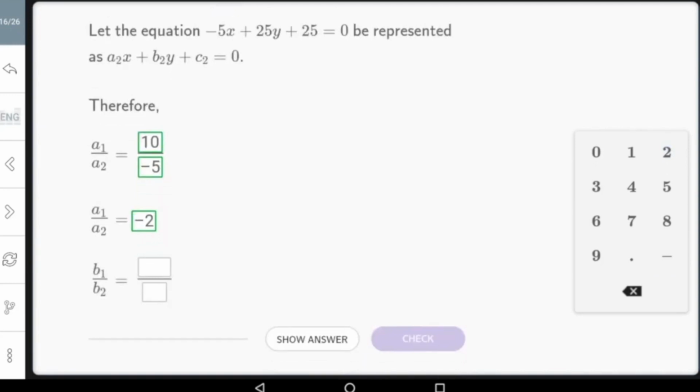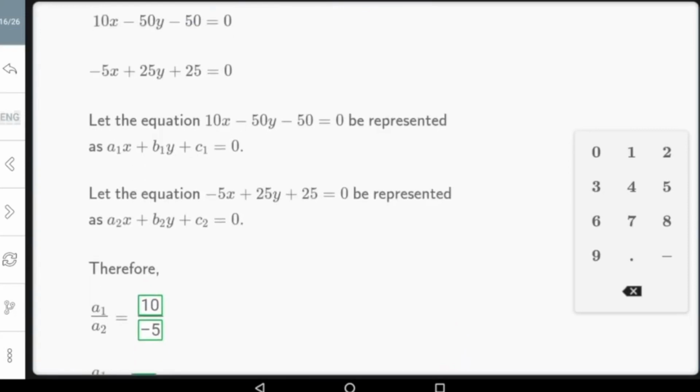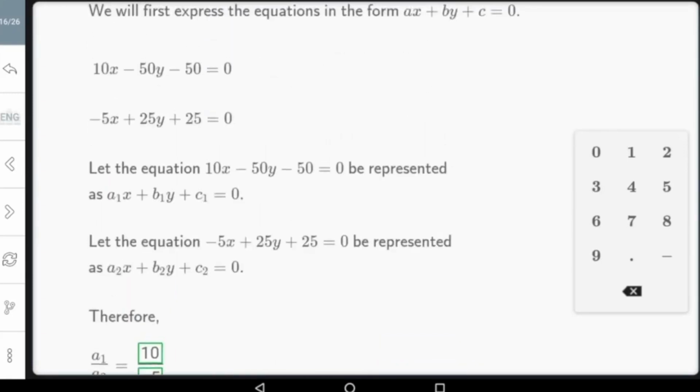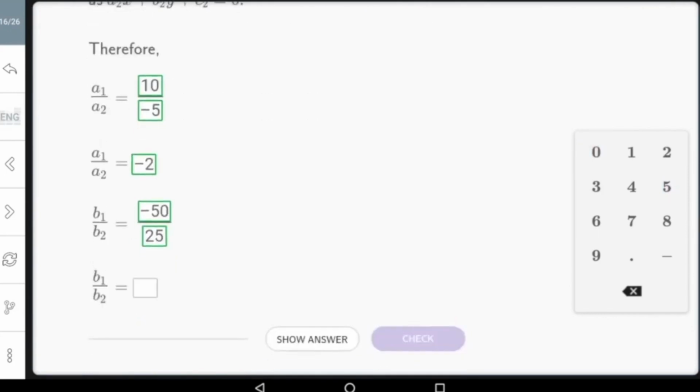Now, I need to find the relationship between B1 and B2. I'm going to put in 50 over 25 and let's see what happens. I can see that I got B2 right, but B1 wrong. I won't be able to move on until I've gotten this step correct. So I'm going to go back and see what I did wrong. I noticed there is a negative sign before the 50, so I'm going to change that. I corrected my work and now it allows me to move on and I continue through the problem. This should be -2.